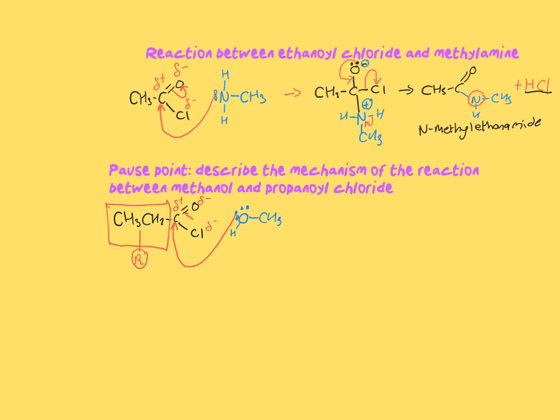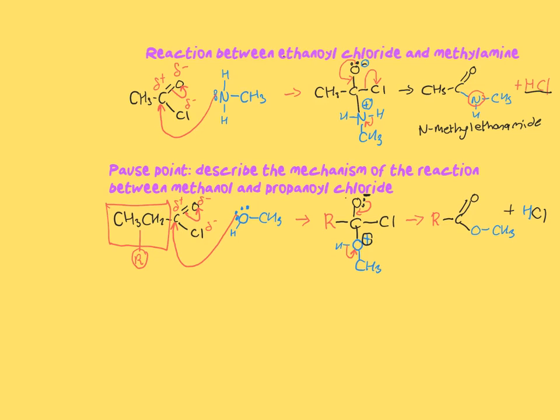A pair of electrons moves, the pi bond breaks, and the pair of electrons moves onto the oxygen atom. So this time the intermediate has a positive charge, and as before, the lone pair of electrons comes back down to reform the pi bond between the oxygen atom and the carbon atom. The hydrogen atom here is lost and restores neutrality to the oxygen atom, and the resulting molecule is an ester. So we now have made an ester.